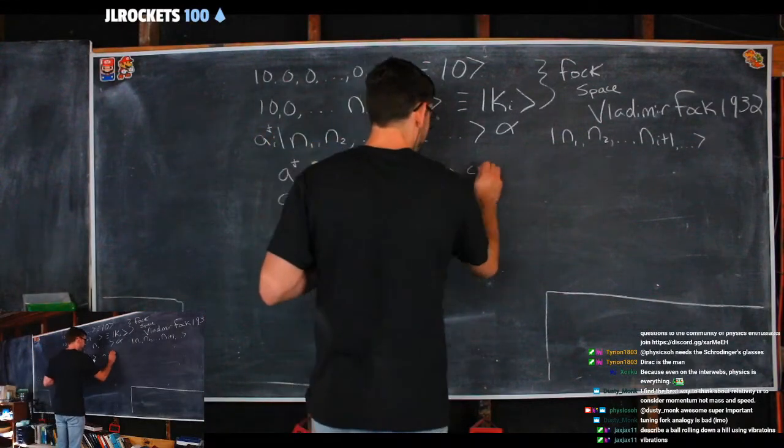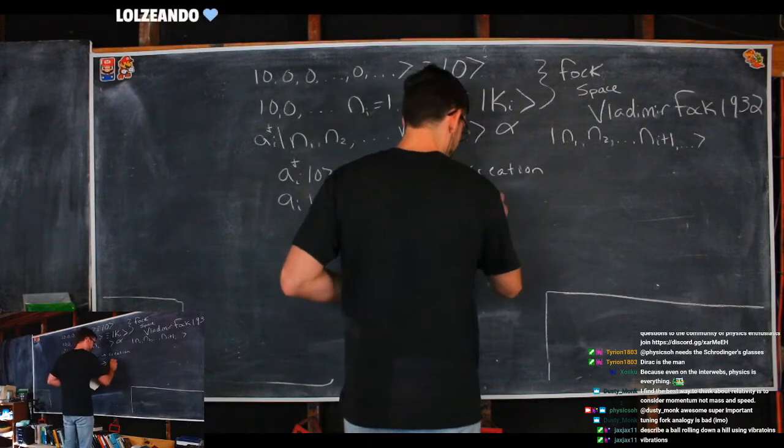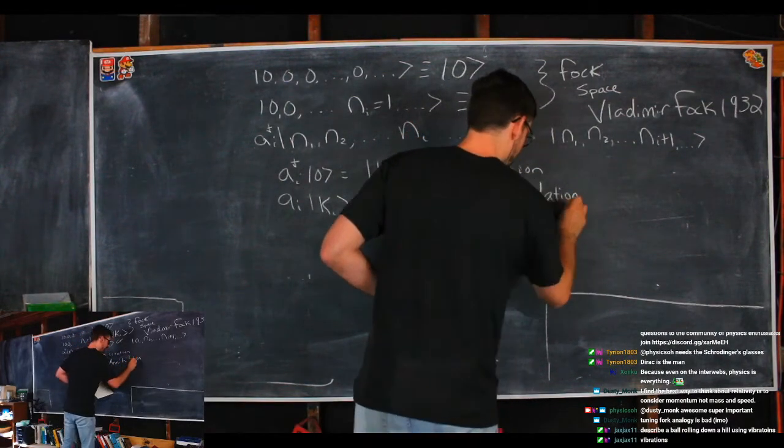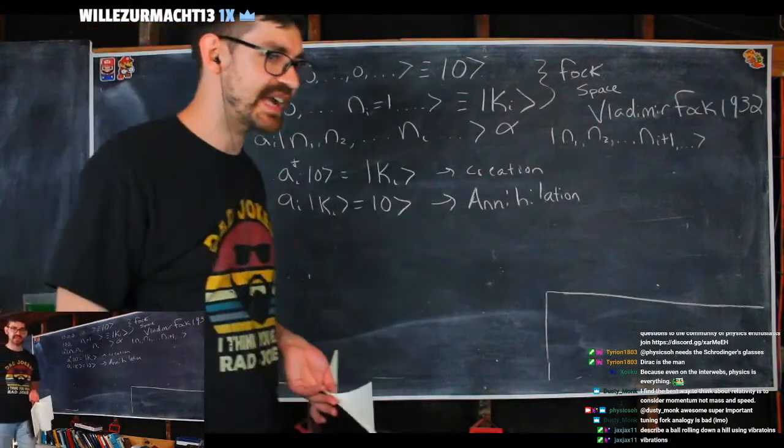These are what we call creation and annihilation. This is going from the first quantized state to the second quantized state.